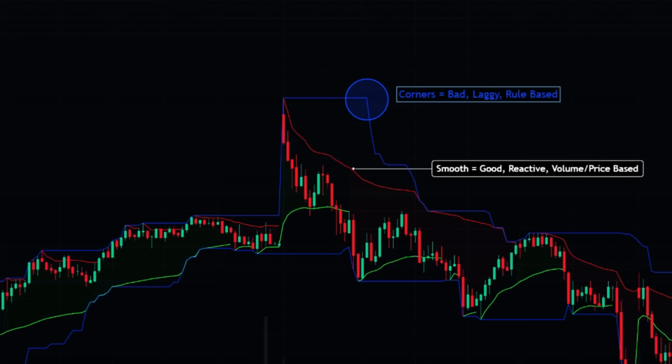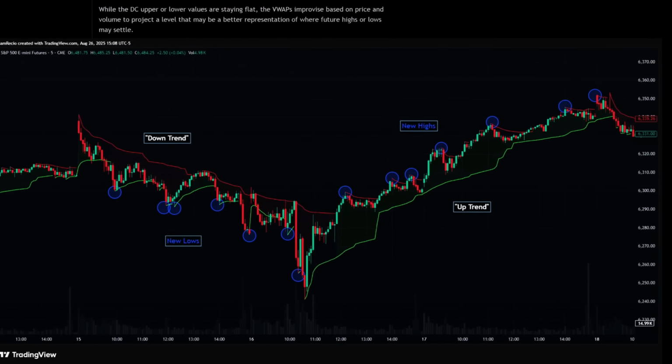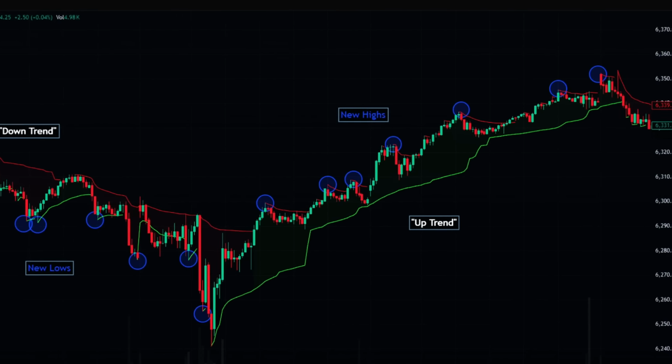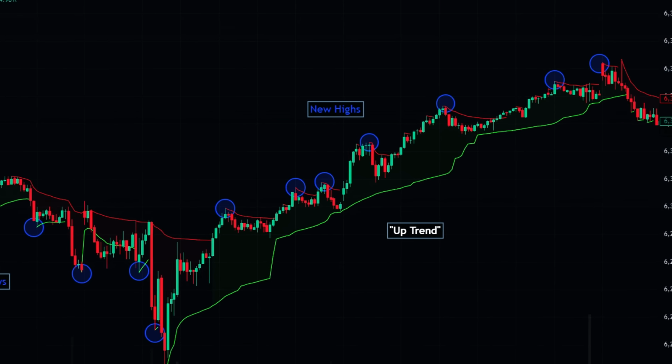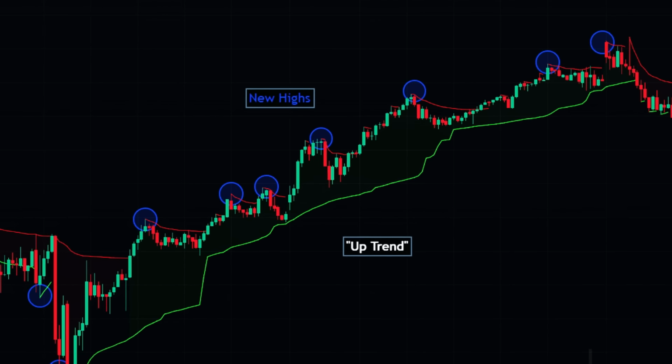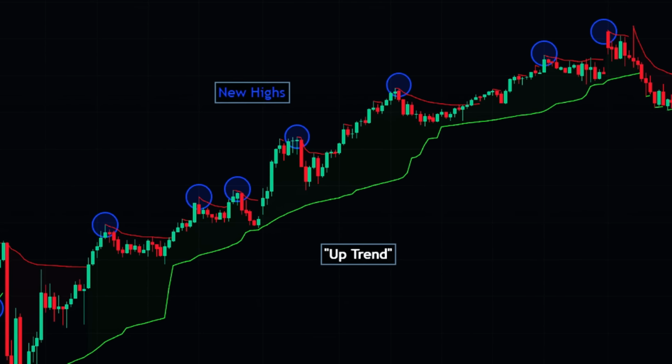So here's what to look for. When the market's trending up, a green band forms below your candles. And here's the cool part. The indicator also draws some red lines marking swing highs. Each red line, that's your last resistance point in the uptrend.